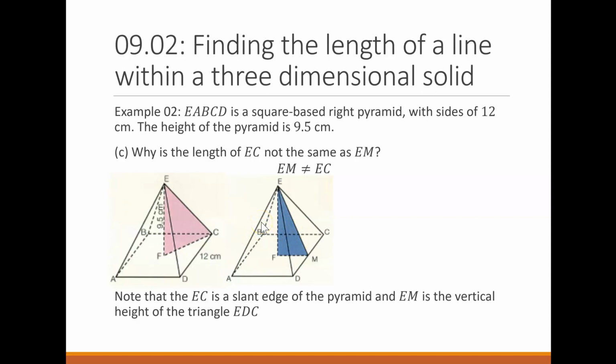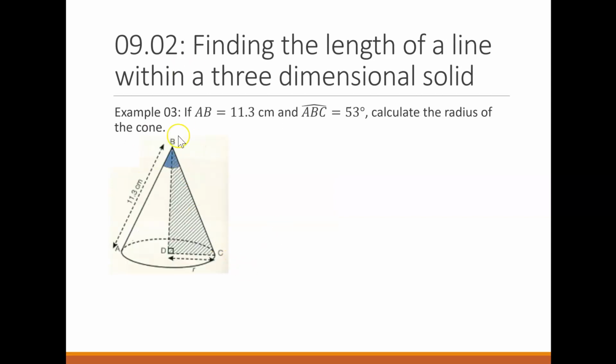Okay, one more example. Sound good? And we'll be done. Here we got a cone. We're told that the slant height of the cone is 11.3, and the angle of the apex, angle ABC, is 53. And we want to find the radius of the cone. So the calculation triangle I've drawn here is this shaded triangle BDC. So clearly I know that BC is 11.3 also, right? Everybody's good with that? How am I going to use this angle ABC?